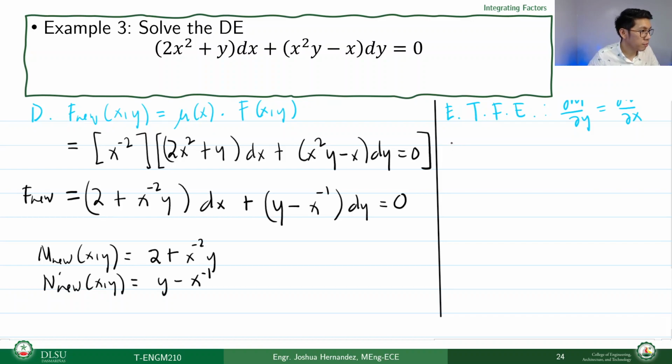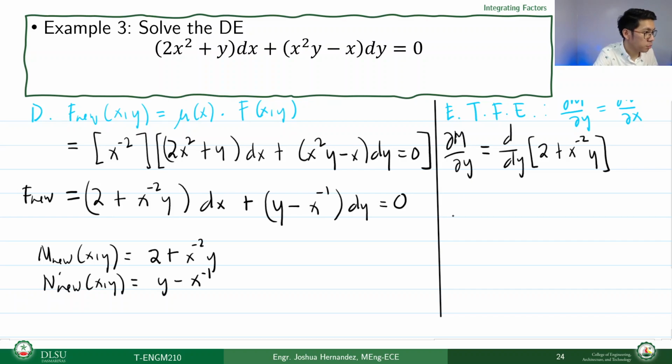so taking the partial derivative of m with respect to y is actually taking the derivative with respect to y of 2, yung ating new, 2 plus x raised to negative 2 y. And taking the partial derivative of n with respect to x gives the derivative with respect to x of y minus x raised to negative 1. Yan. So, let's take a look.